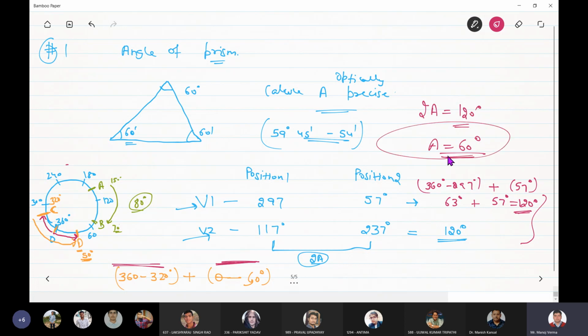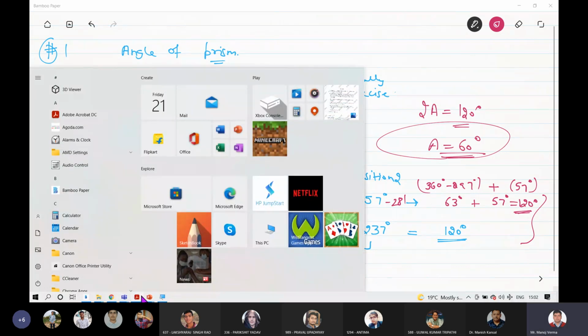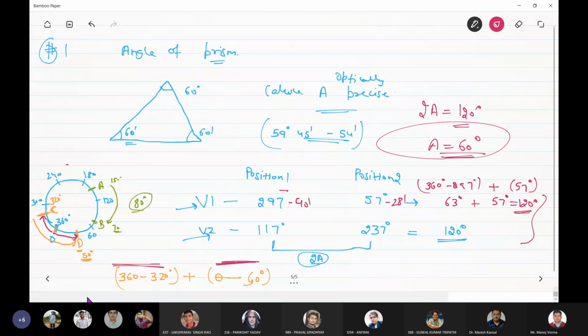I am not bothering about the vernier scale. But if you observe the vernier scale also, then there will be some values like 40 minutes something, and let's say 28 minutes something. So there will be a more accurate value of 2A, and hence you can find the angle of prism optically by this method, and it will give you a very precise value. It will not give you a rough value like 60, it will give you a very precise value.